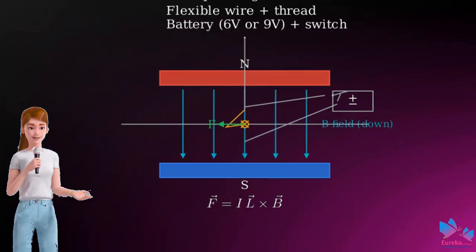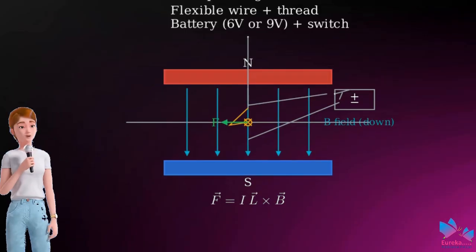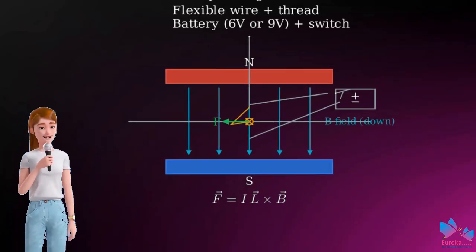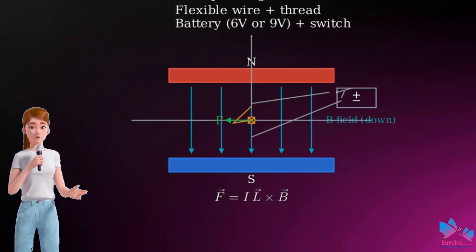The magnetic field goes downward from the North Pole to the South Pole. We will send current into or out of the page through the little wire disc in the gap. Then the force equals current crossed with magnetic field.